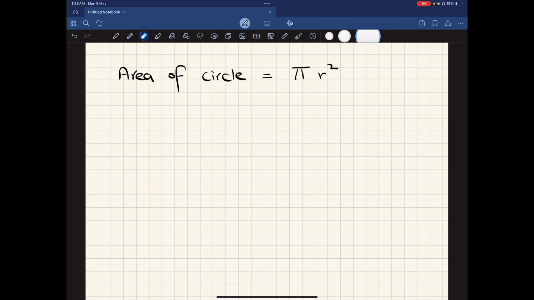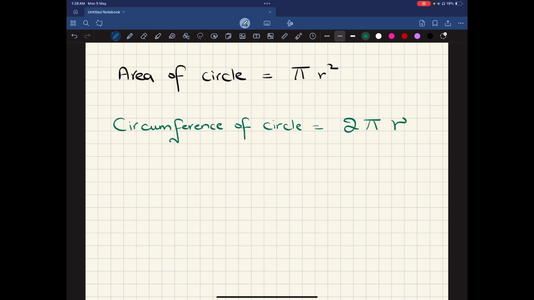And what is the formula for calculating the circumference of a circle? 2 pi r. So you're going to memorize these two formulas. And if they ask you to find the area of a semicircle, a semicircle is basically exactly half of a circle. So it's going to be this area divided by 2. And if they ask you to calculate the circumference of the semicircle, it's 2 pi r divided by 2.